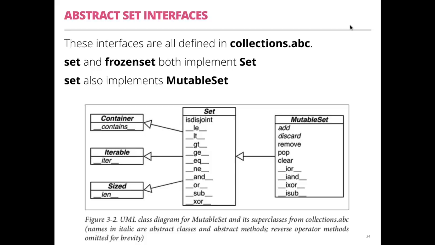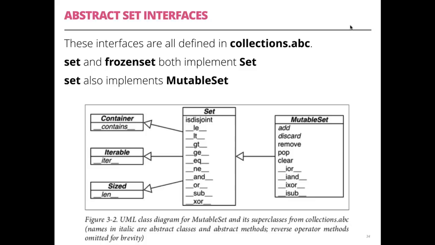So it's really great to understand that if you look at the middle of this diagram, set is an interface in Python that implements the isdisjoint method and all of those other methods that are basically operators. But it inherits on the left side from Container, Iterable, and Sized, which are three other ABCs that are very, very fundamental. And on the right side, you see the MutableSet interface inherits from the Set interface. So it has all of those operators and also a few other methods.